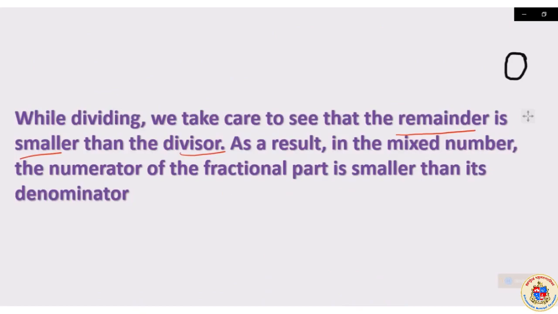So as a result, the mixed number will be having a fractional part in which the numerator of the fractional part is smaller than the denominator. 3 and 1 upon 2, we will write. In that case, 1 is smaller than 2. Numerator will be smaller than denominator. Then it becomes a proper fraction. This will be the product when we divide an improper fraction to convert it into a mixed number. This you should take care.